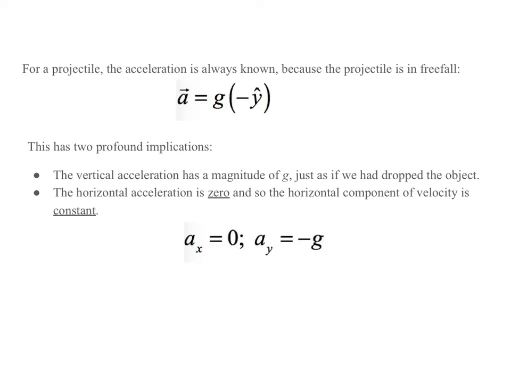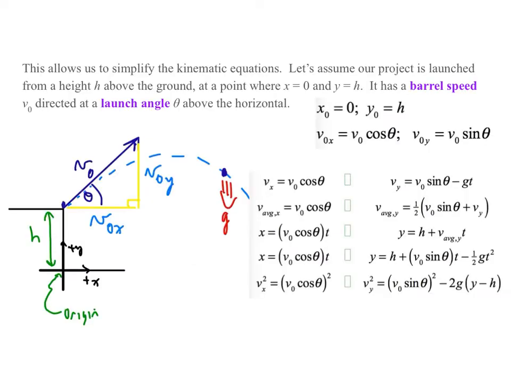There are two profound implications of this. One, the vertical acceleration has magnitude of g, just as if we had dropped the object, so it looks like we dropped the object. And two, the horizontal acceleration is 0, and so the horizontal component of velocity is constant. This allows us to simplify the kinematic equations.